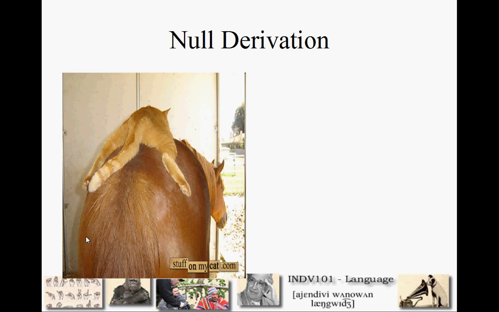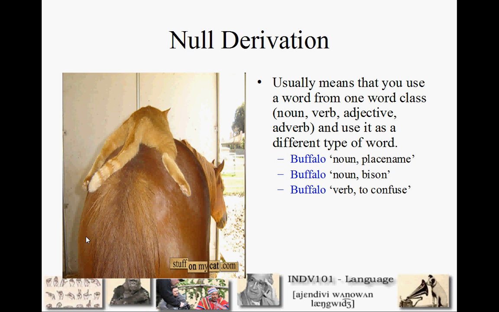In this case, with the buffalo example, you are taking buffalo, the animal, and making it into buffalo, the place name. And then presumably the place name buffalo came from the noun buffalo, so that's just using it for the same grammatical category. And then buffalo are sort of confused animals. They're not the brightest. So from there we get the verb buffalo. So you're just making a new word by taking a word that already exists and using it as a word from a different word class.